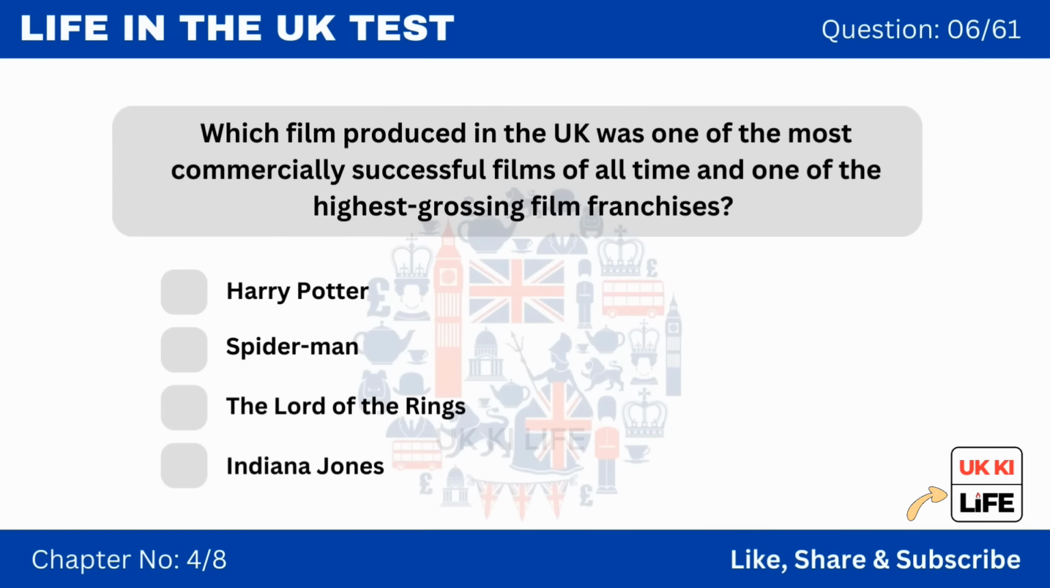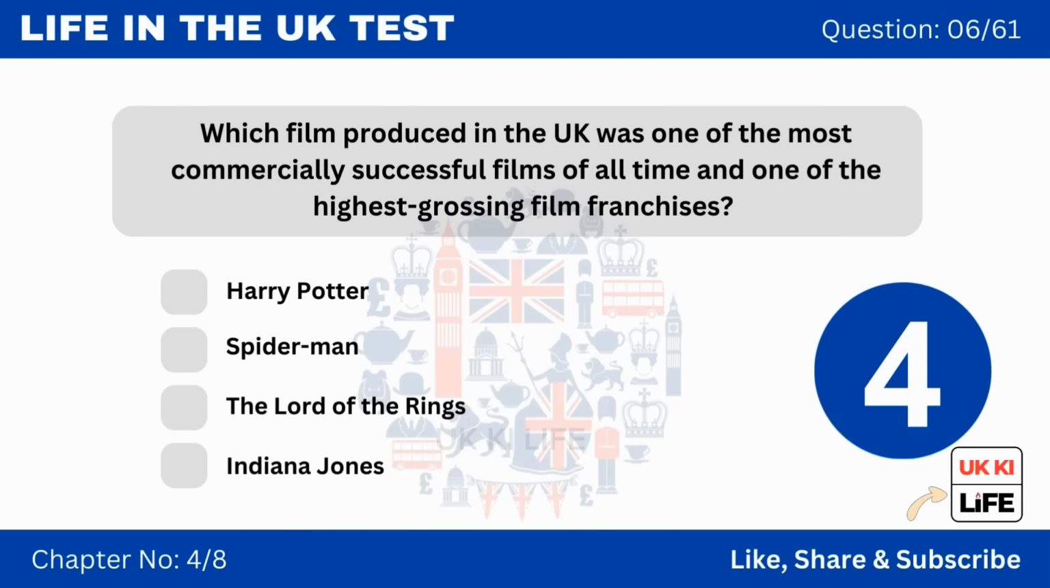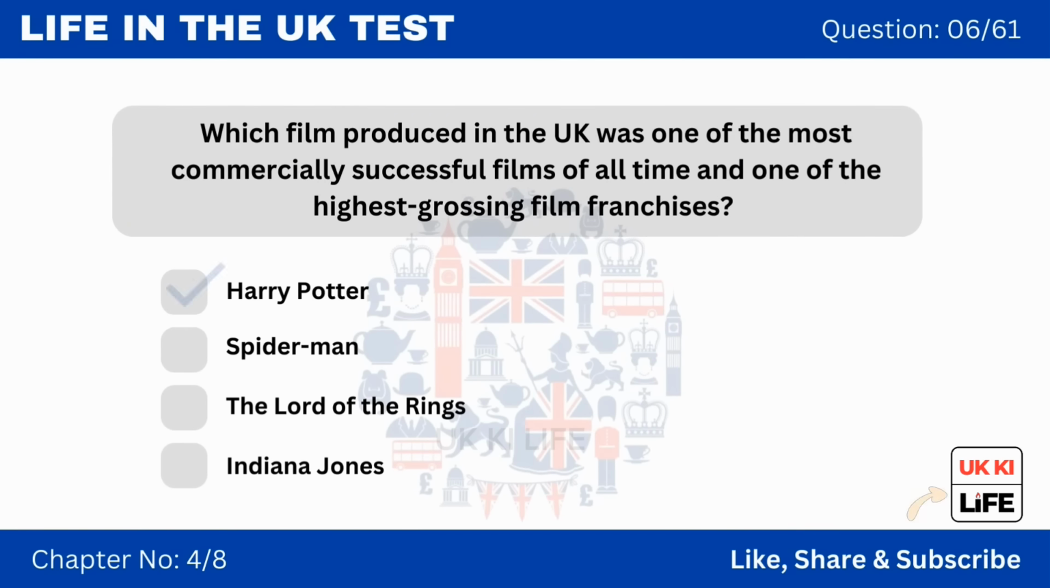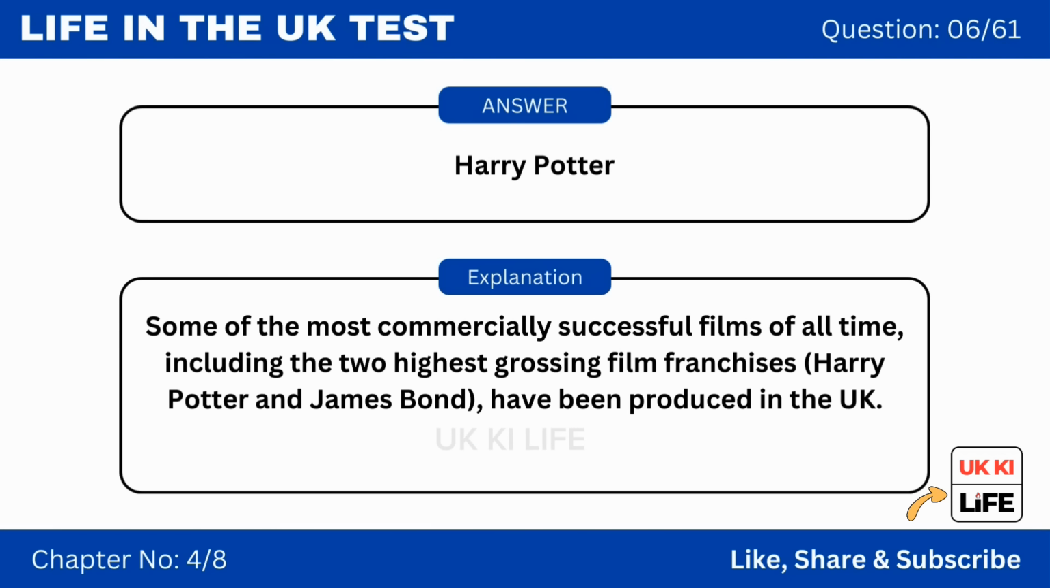Question 6. Which film produced in the UK was one of the most commercially successful films of all time and one of the highest-grossing film franchises? Harry Potter, Spider-Man, The Lord of the Rings, Indiana Jones. The correct option is A. Explanation. Some of the most commercially successful films of all time, including the 2 highest-grossing film franchises, Harry Potter and James Bond, have been produced in the UK.